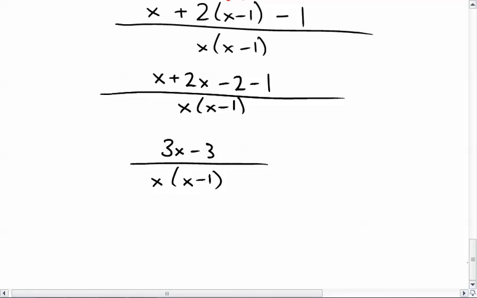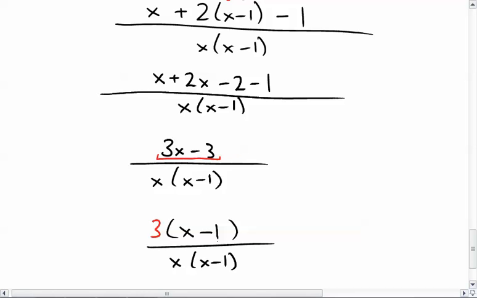And 3x minus 3 has a common factor as well. So I can take a common term out of 3x minus 3. They both can be divided by 3. And then when I divide 3x by 3, I'm left with x. When I divide negative 3 by 3, I'm left with negative 1. So look at that. We've got the same term on the top and the bottom of the fraction. They can cancel. Final answer for this question is 3 over x.